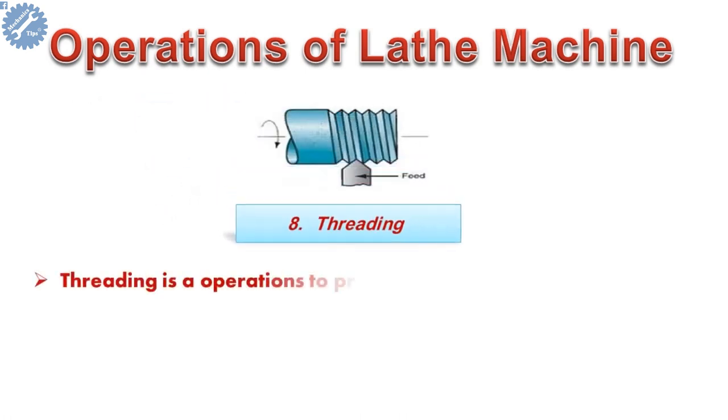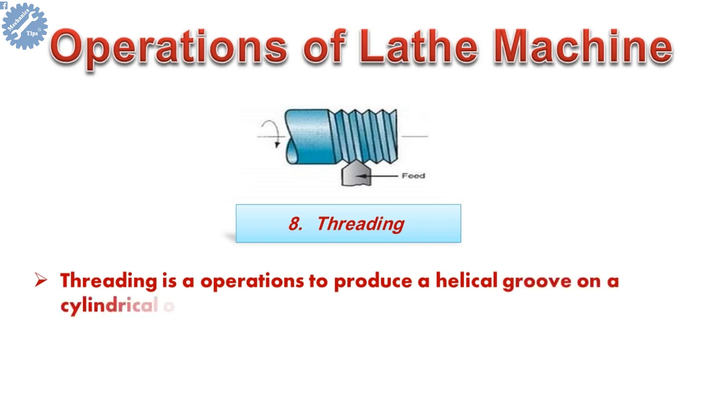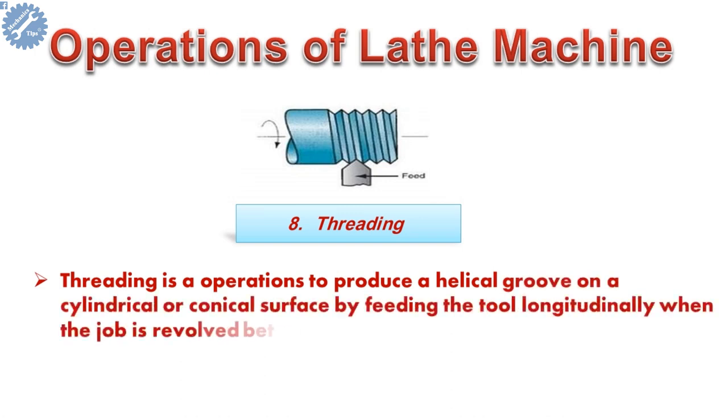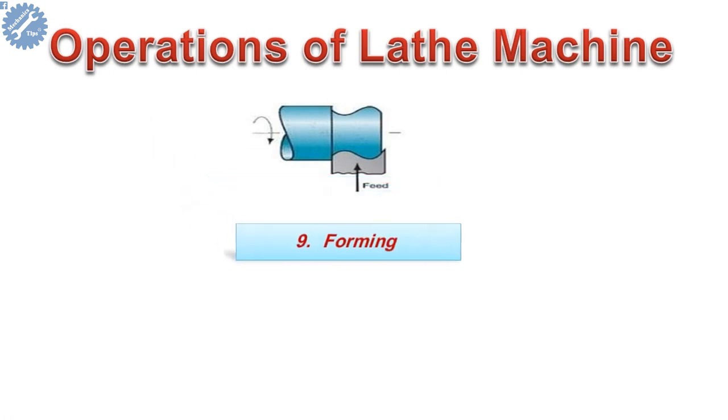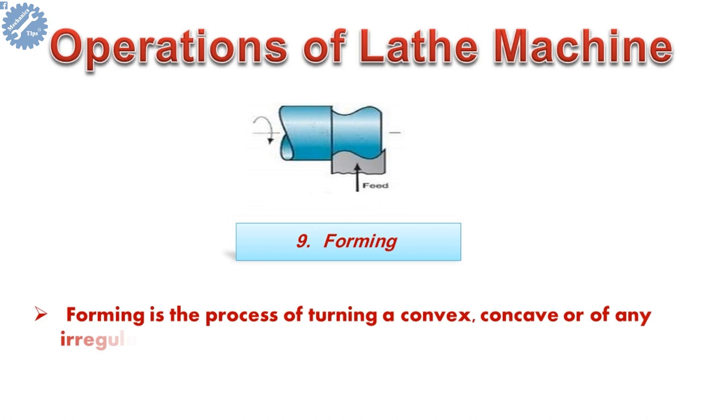Threading is an operation to produce a helical groove on a cylindrical or conical surface by feeding the tool longitudinally when the job is revolved between centers or by a chuck. Threads can be produced on either the internal or external surface of a cylindrical bar. Forming is the process of turning a convex, concave, or any irregular shape.